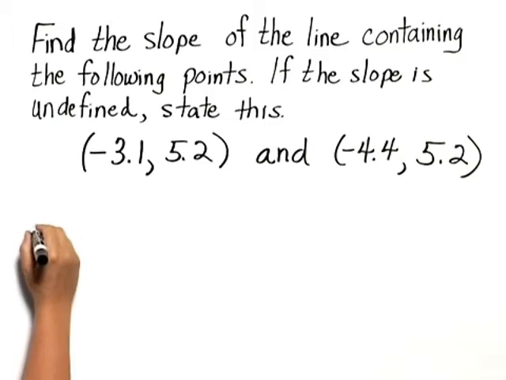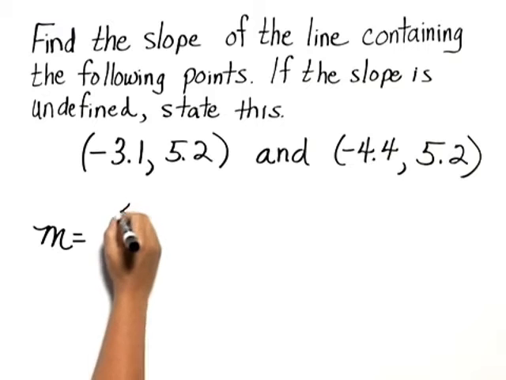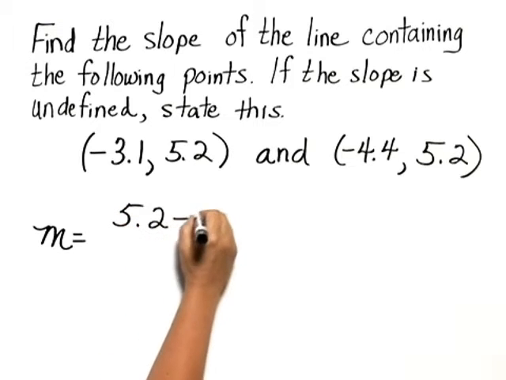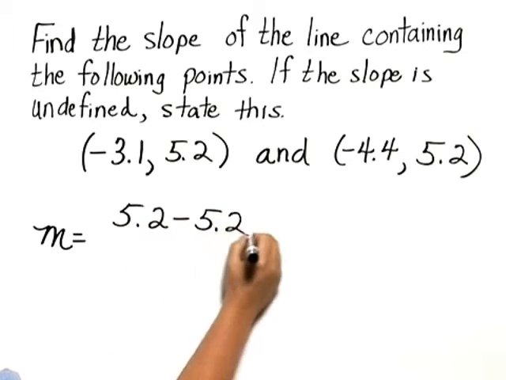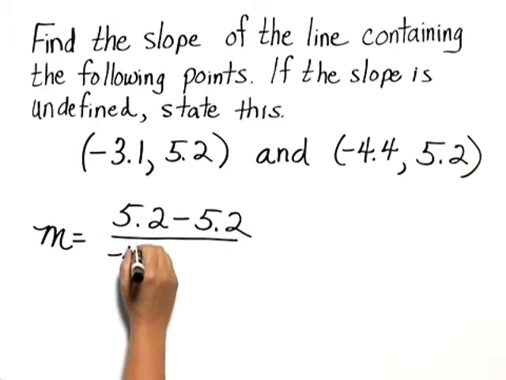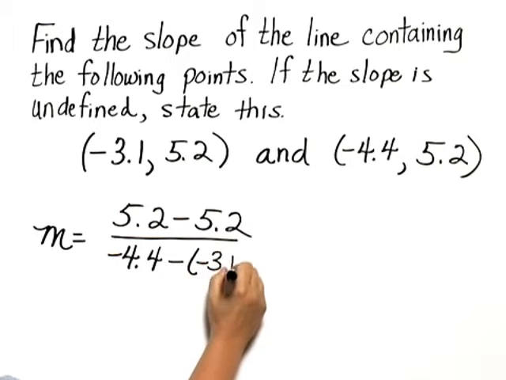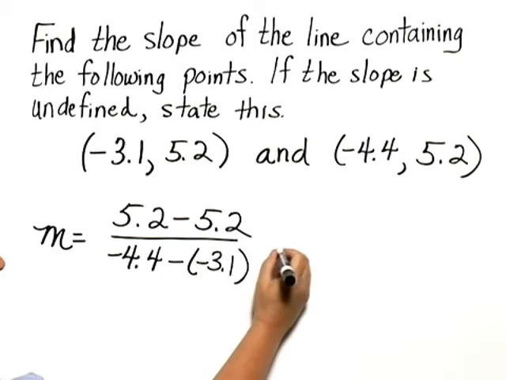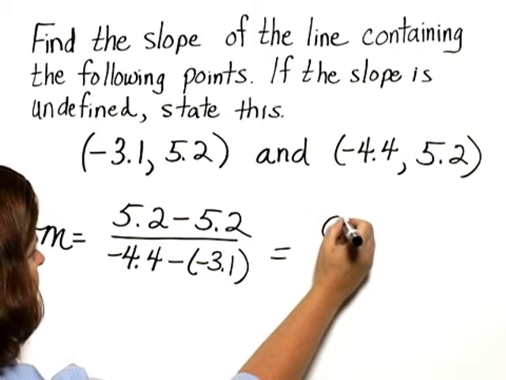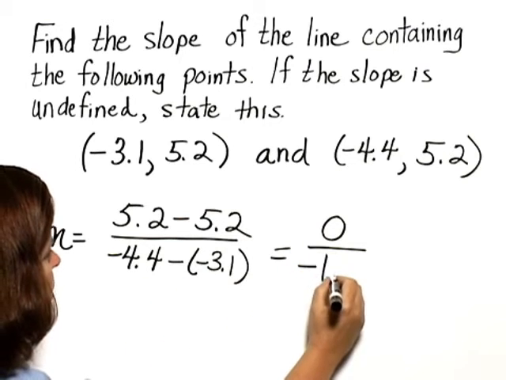The slope will be rise over run, or the difference in the y-coordinates, which is 5.2 minus 5.2, divided by the difference in the x-coordinates, which is negative 4.4 minus negative 3.1. In the numerator, we have 0, and in the denominator, negative 4.4 plus positive 3.1 would give us a negative 1.3.